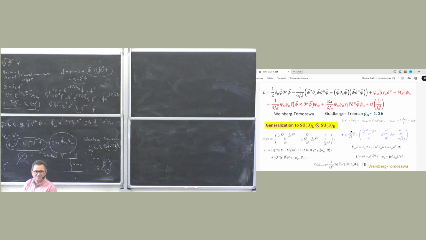Otherwise, it doesn't work, right? So that involves P waves. And P waves means that this coupling is going to be 0 when the momentum of the pion is 0, right? Because then you cannot have P waves. While here is different. In the Bember-Tomosawa it is different.